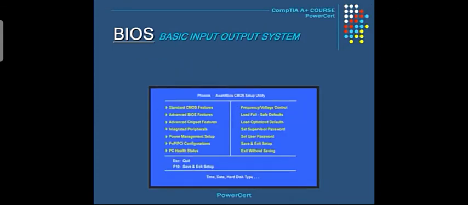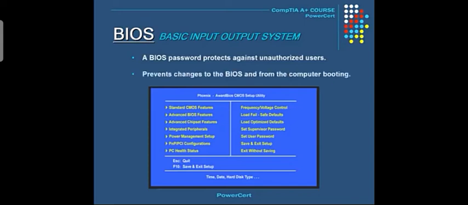One way to protect your computer from unauthorized users is by using password protection in the BIOS. Using a BIOS password not only prevents changes to the BIOS settings, but it also prevents the system from booting. A user cannot boot the computer or make any changes in the BIOS without the BIOS password.